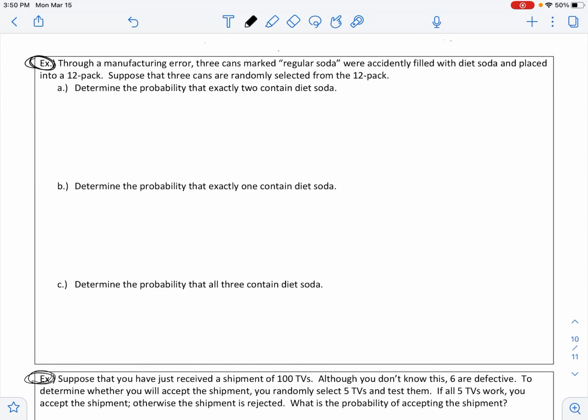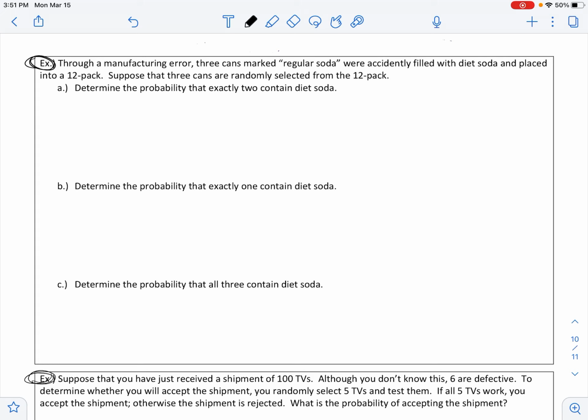This is page 10 of our chapter 4 notes for Math 110. The first example at the top of the page says, through a manufacturing error, 3 cans marked regular soda were accidentally filled with diet soda and placed in a 12-pack. Suppose that 3 cans are randomly selected from the 12-pack.